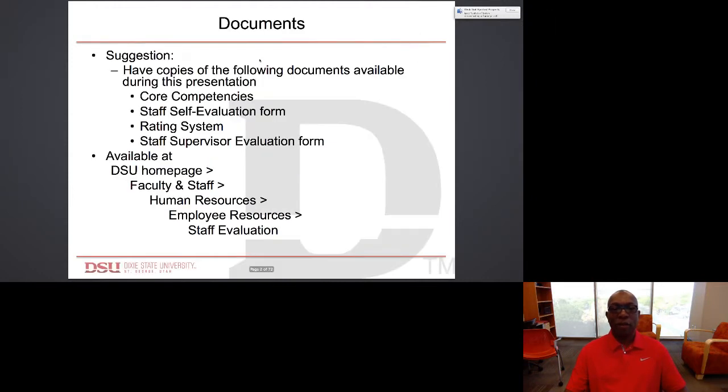What I would suggest is that you have copies of the following documents available during this presentation. That will be your core competencies, your staff evaluation form, and the rating system. You can also go to the Dixie homepage on the faculty and staff, human resources, employee relations, and staff evaluation, that would get you there.